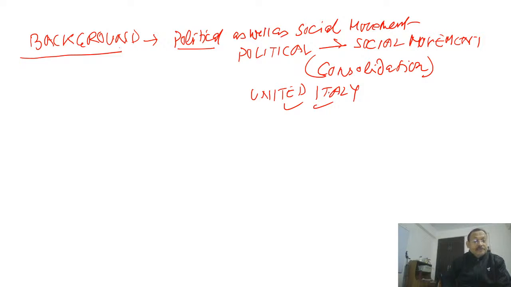So what is the important thing? I'm discussing the unification of Italy and its background. Rahul Raj, if you have pen and paper, it would be wonderful for understanding things and making notes at your home.